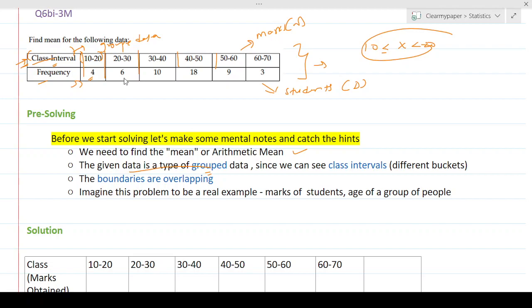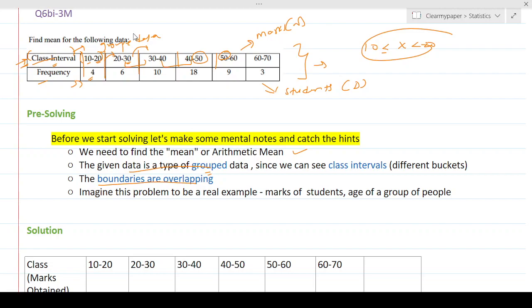And the boundaries are also overlapping, meaning if you see the first class interval is 10 to 20, it ends at 20, the second one starts at 20. This one ends at 30 and the next one starts at 30. So this and this, this and this, this and this are the same. That means the boundaries between two class intervals are overlapping. And we'll discuss more about that in the further topics.